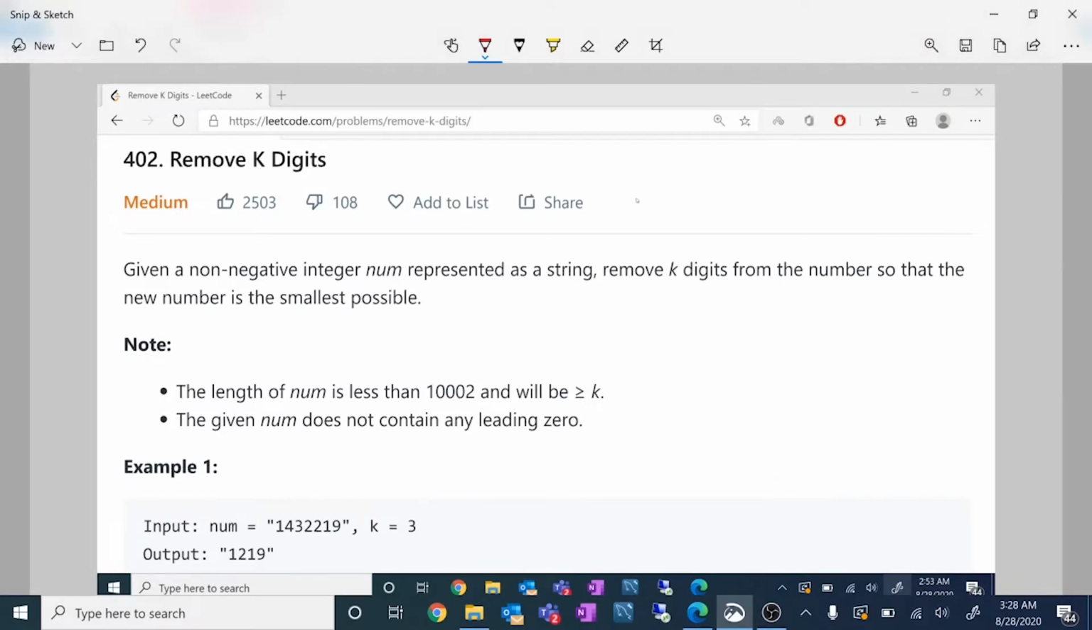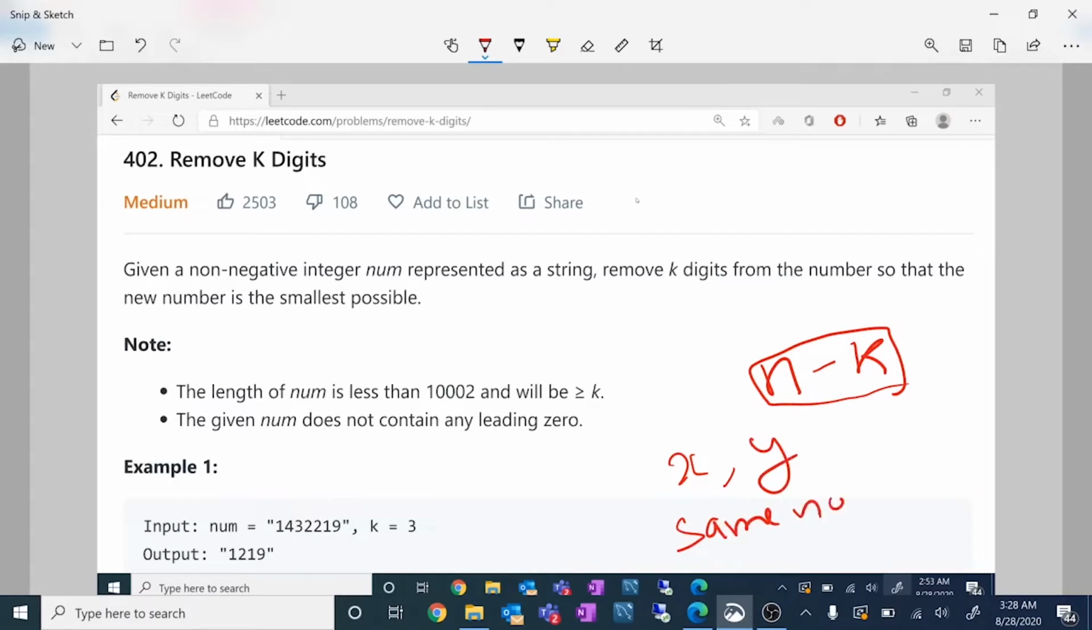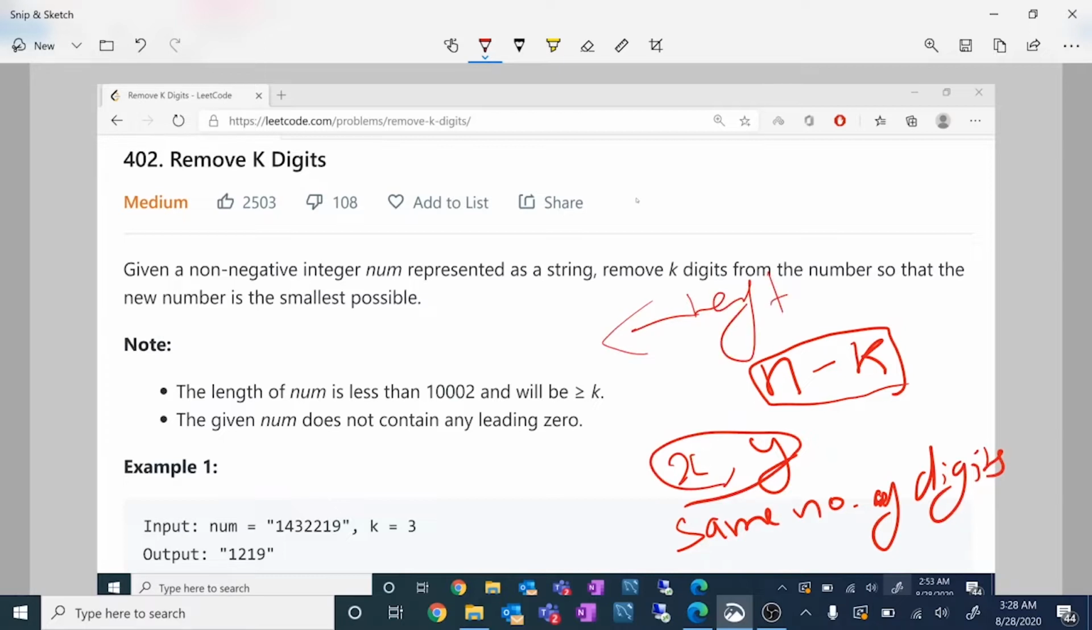So here you'll see that you initially start with an n digit number and you remove k digits from it. Your final number is going to be having n minus k digits. So for any two numbers having the same number of digits, what are the observations that I can say? So if I have two numbers x and y with the same length or same number of digits, right? I can say the minimum number of these two values is the one whose leftmost value is minimum, right?